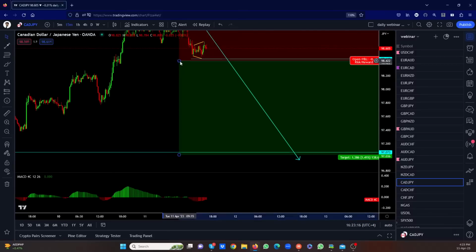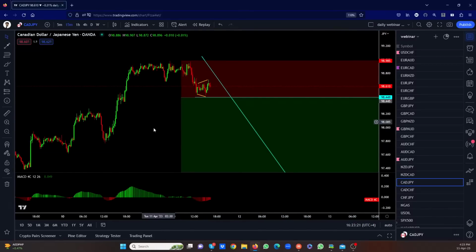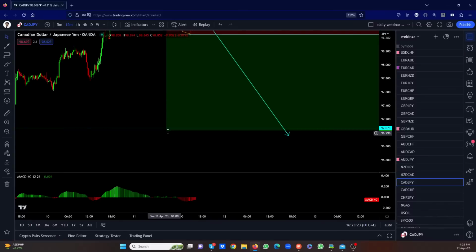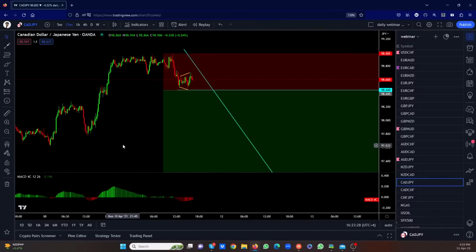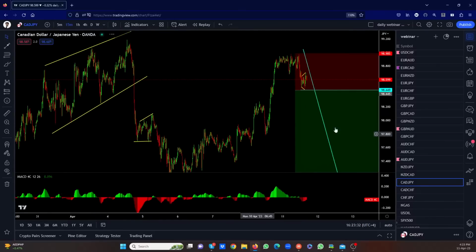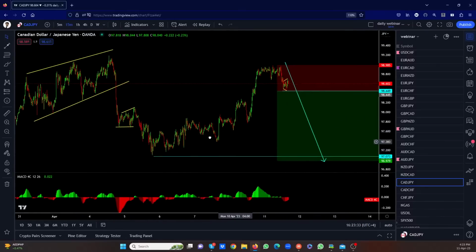Put the entry under the low here, just a few pips away. Good. I think we've got it. And we're targeting the break of this low. Let's see if we get that trade. I actually like this trade. Right, all the yen pairs have these sell setups in a flat.